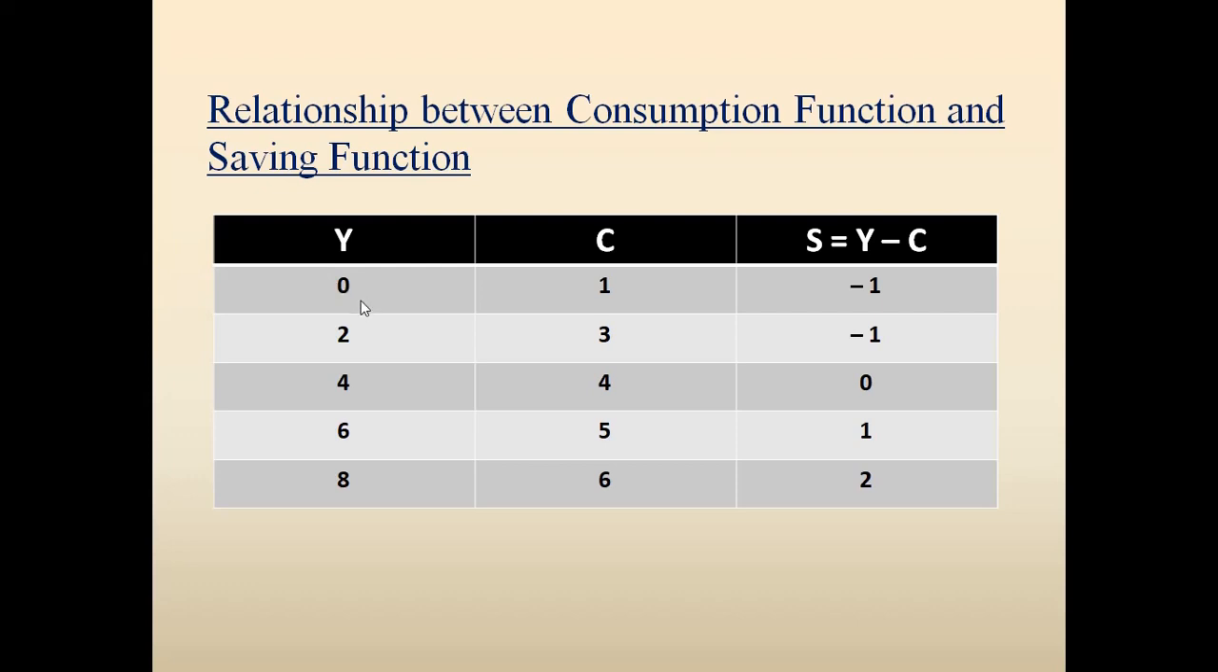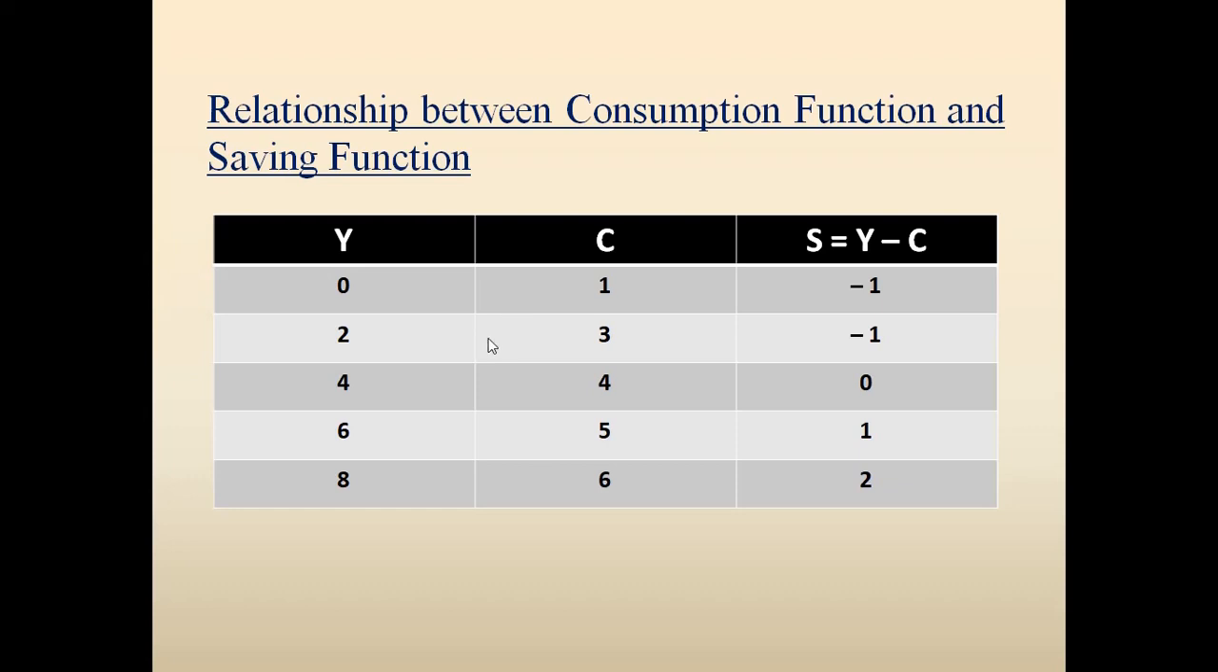So let us assume that consumption is 1. In this particular case, income is 0 and consumption is 1, which means that saving is negative. Your saving will be negative. When your income increases from 0 to 2, obviously with the increase in income, your consumption expenditure also increases. So 2 minus 3 will be minus 1. Again, your saving is negative. But with the increase in income, your consumption expenditure also increases.